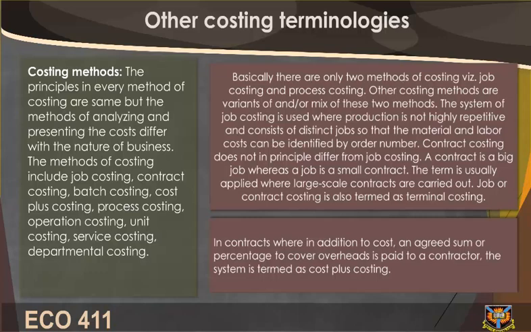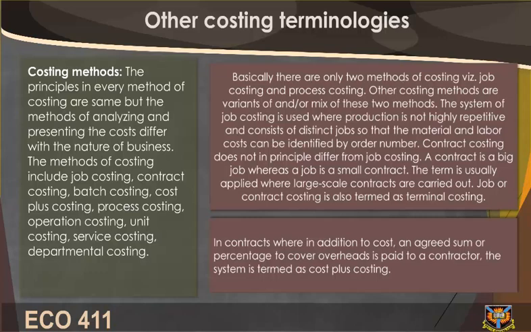Costing methods. The principles in every method of costing are the same, but the methods of analyzing and presenting the costs differ with the nature of business. These methods of costing include job costing, contract costing, batch costing, cost plus costing, process costing, operation costing, unit costing, service costing, and departmental costing. Basically, there are only two types of costing, viz. job costing and process costing. Other costing methods are variants of and or a mix of these two methods.